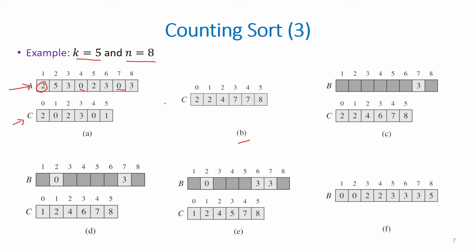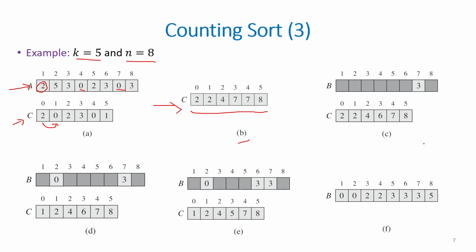So what we do in this stage is add up the values in each two consecutive elements as we move along the C array. So 2 plus 0 would be 2, and then 2 plus 2 would be 4, 4 plus 3 would be 7, 7 plus 0 would be 7, and 7 plus 1 would be 8. And that is basically what we have over here.